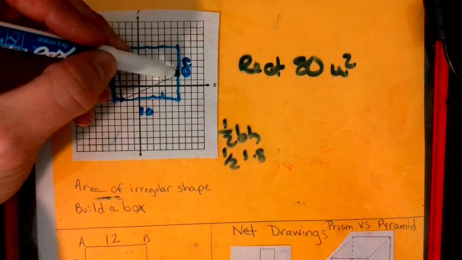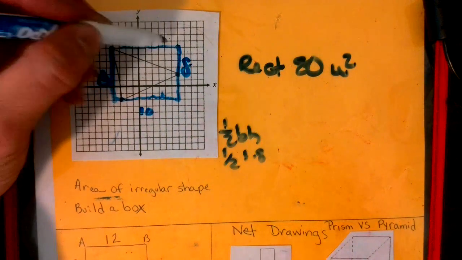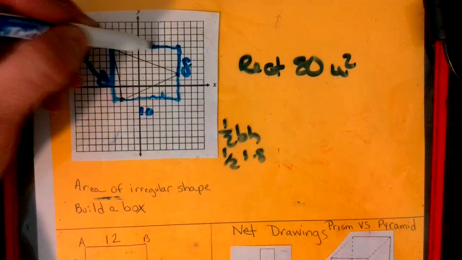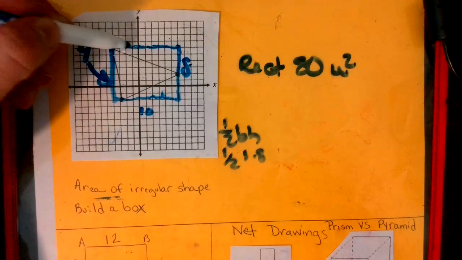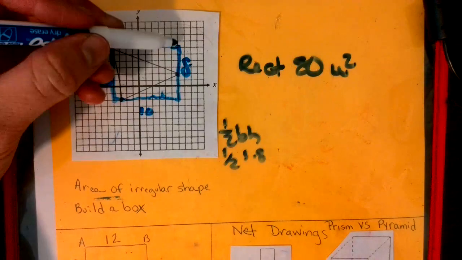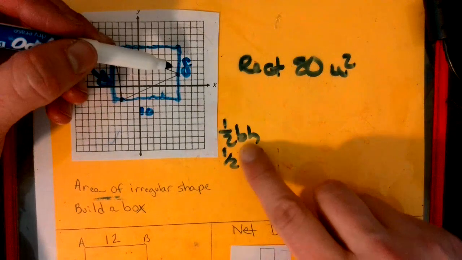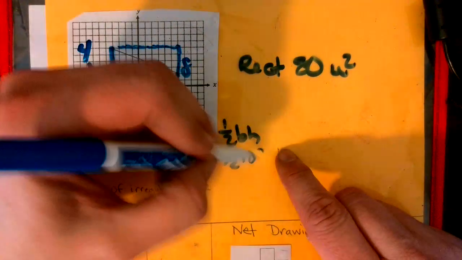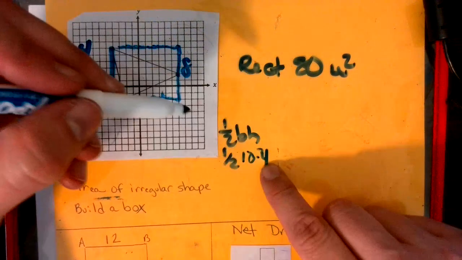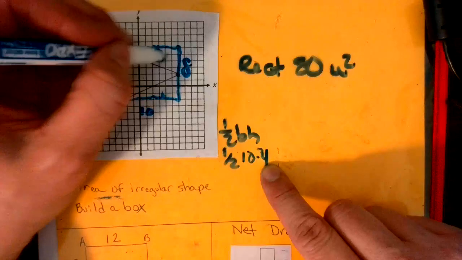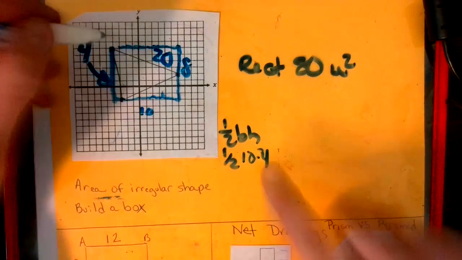So this is a 4 by 10. So 10 times 4 in this formula, cut in half, 10 times 4 is 40. Half of that is 20. This triangle up here is worth 20.